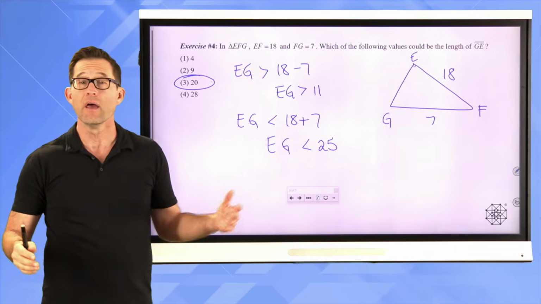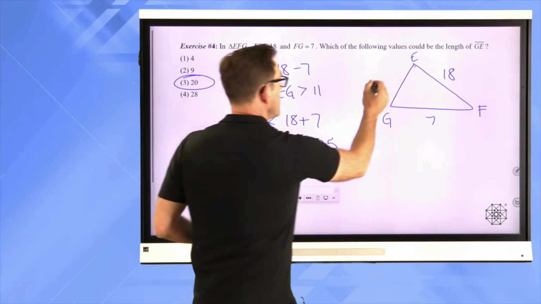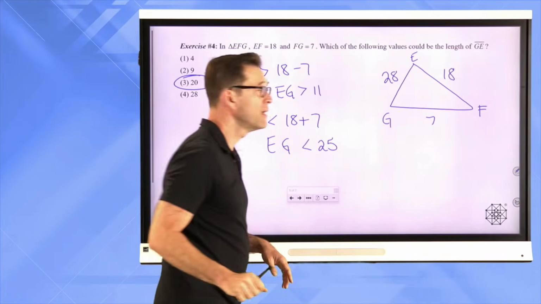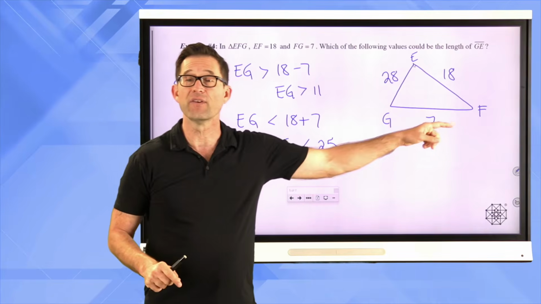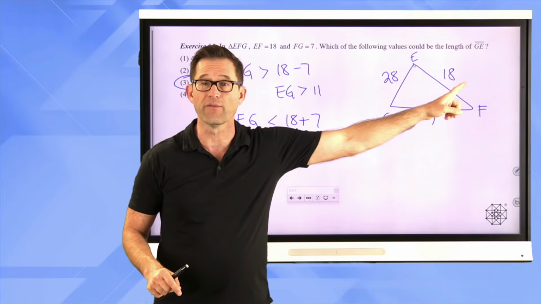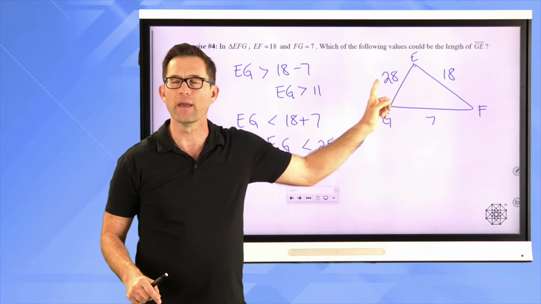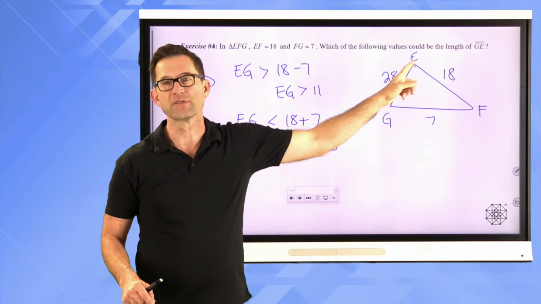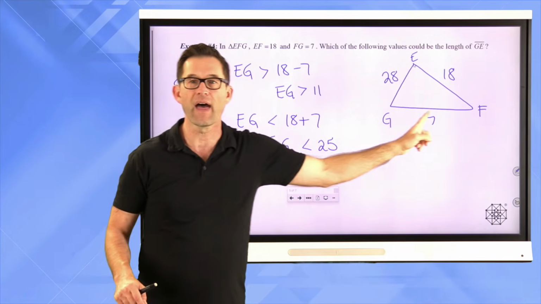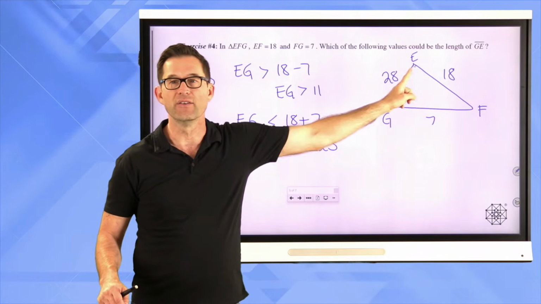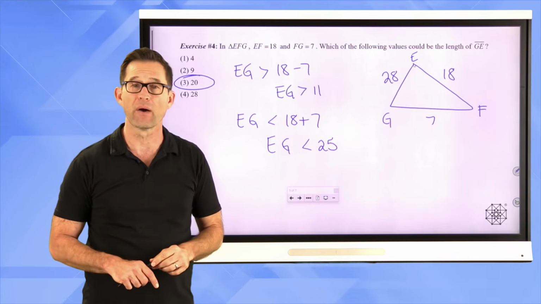And again, let's take a look at the upper end, the 28. Why couldn't it be equal to 28? Well, if I added the 7 and the 18 together, I would get 25. 25 is smaller than 28, which means if I was going from point E to point G, I could go a shorter path by doing that than just by doing that. And that violates that fundamental assumption about distance.